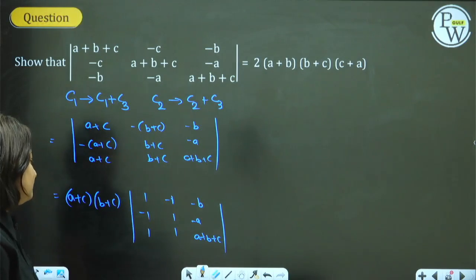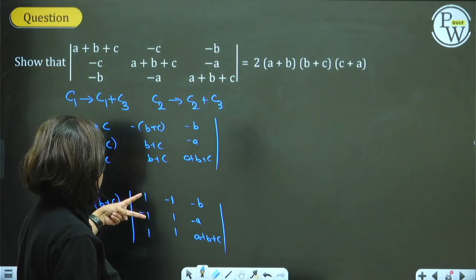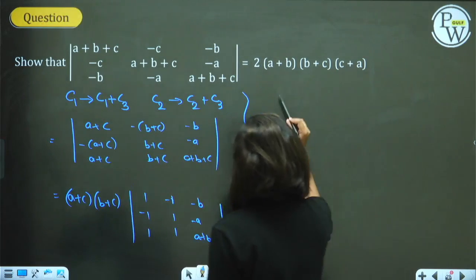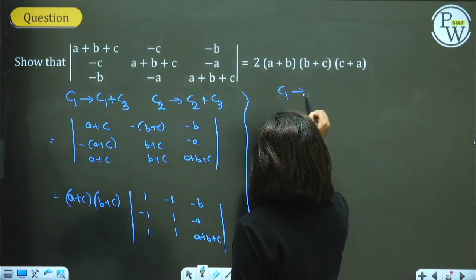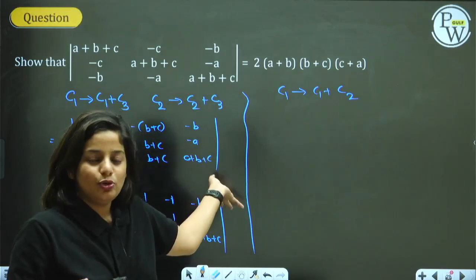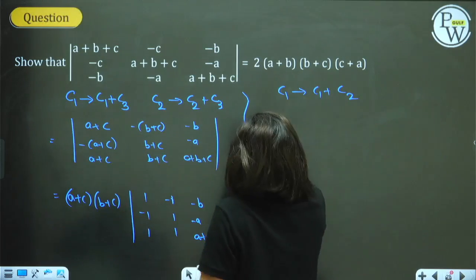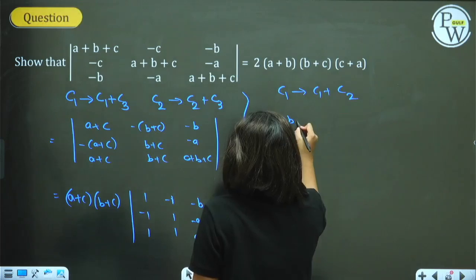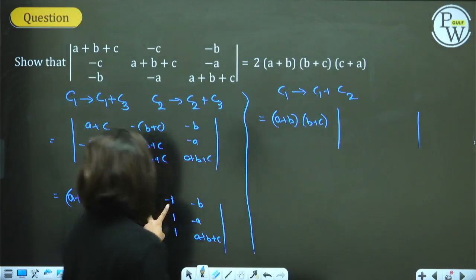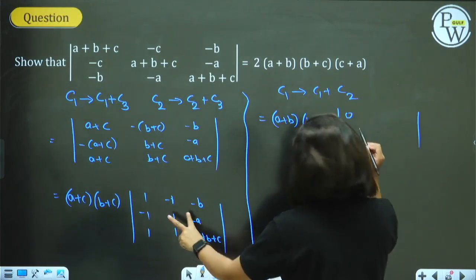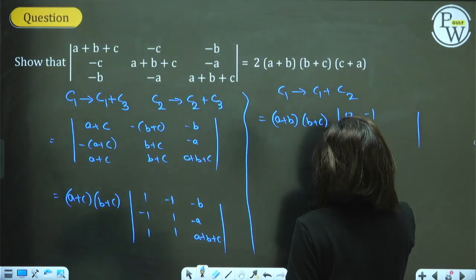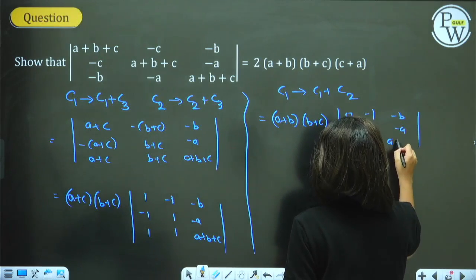One more thing which we can do is, let's add column 1 and column 2. Column 1 changes to column 1 plus column 2 because we want to expand anyways, and the answer is almost there. Just to get more zeros, I like more zeros. The more the zeros, the more the fun in expansion. A plus b, b plus c is there. I am adding two columns: 1 minus 1 is 0, minus 1 plus 1 is 0, 1 plus 1 is 2, minus 1, 1, 1, minus b, minus a plus b plus c.